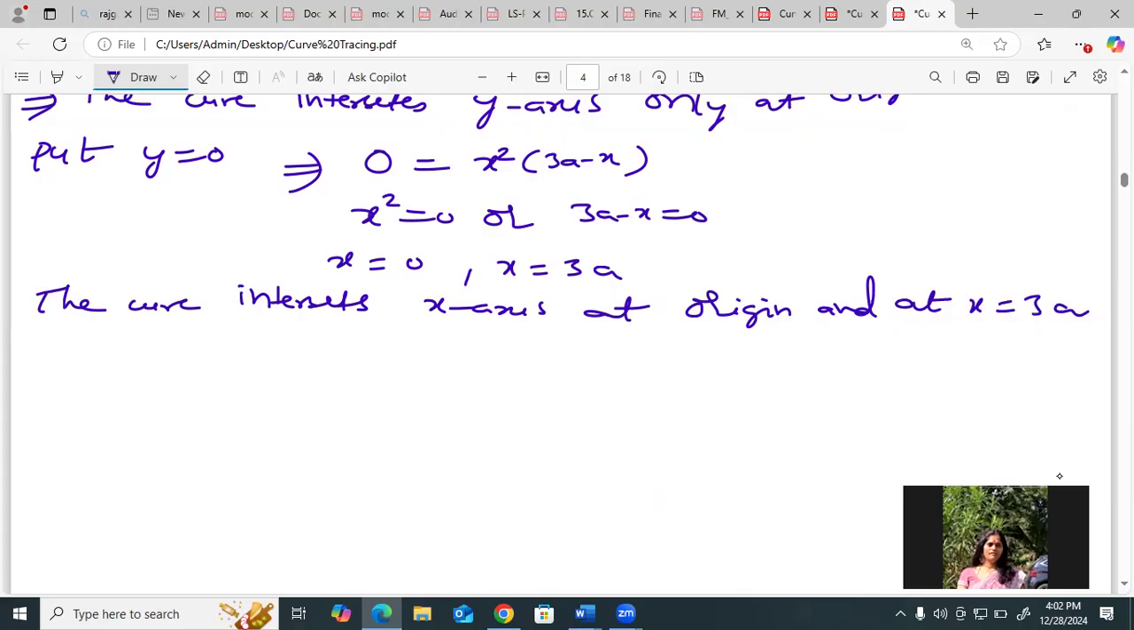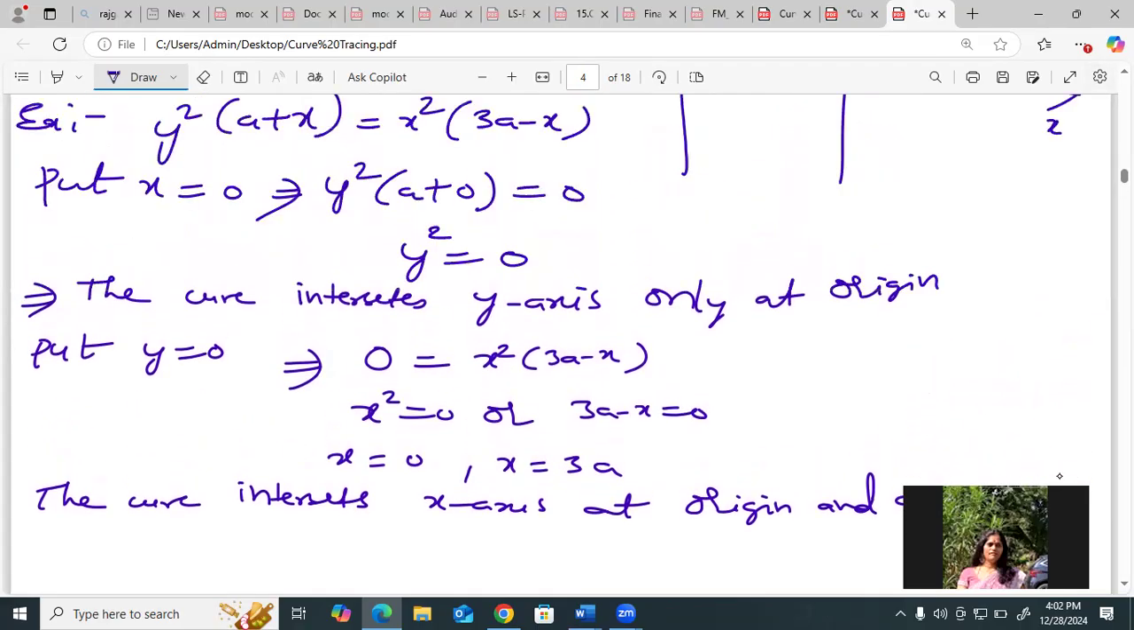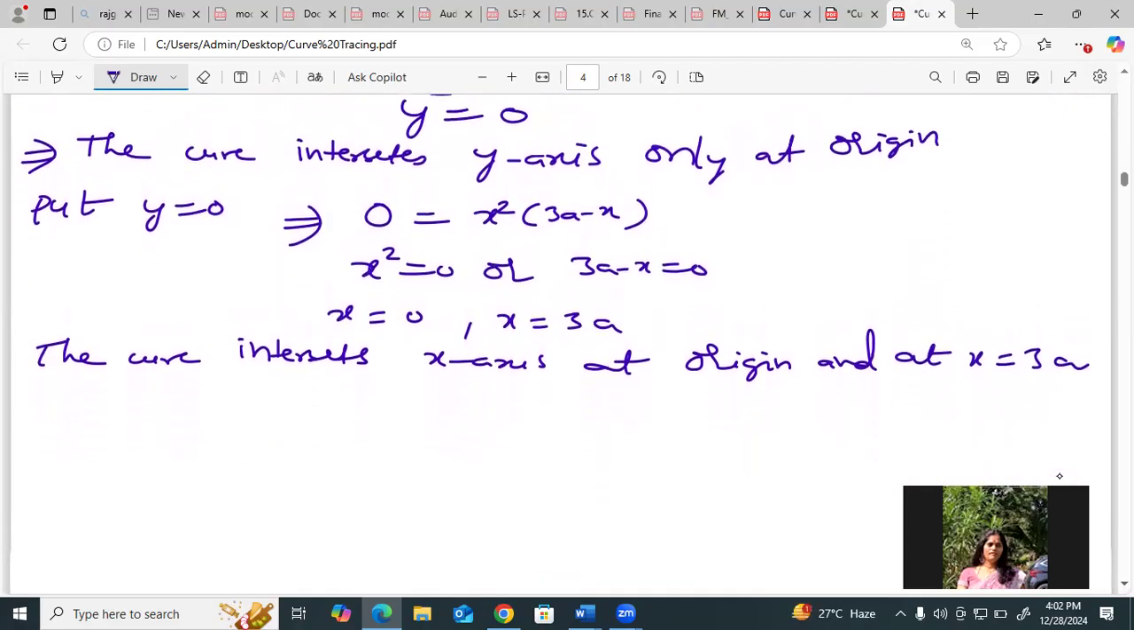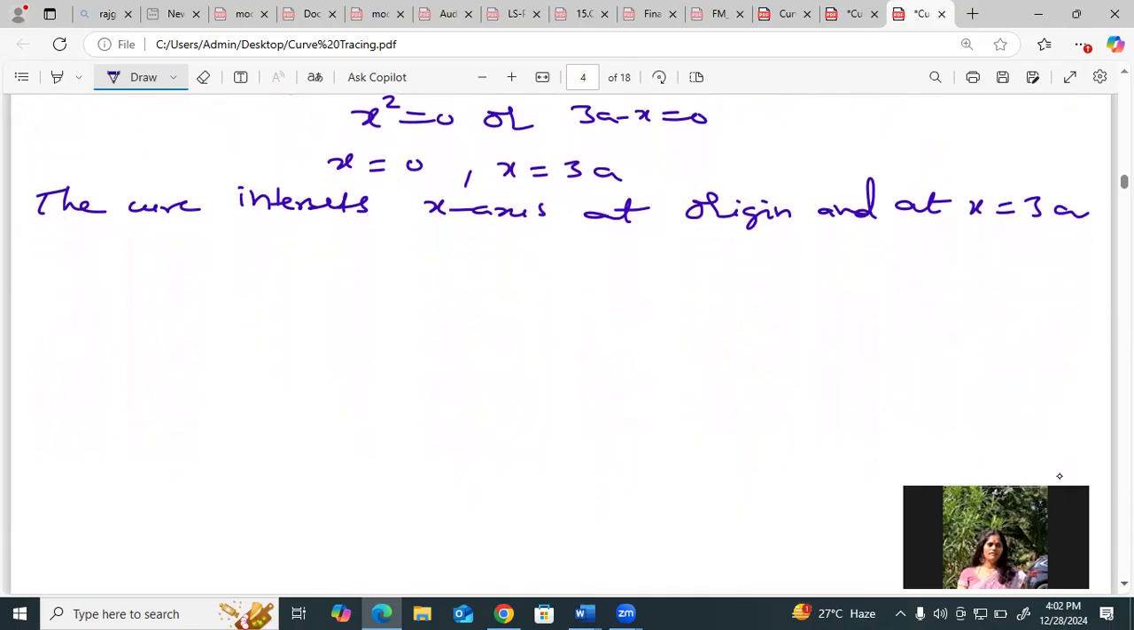Now, the first thing is I know that the curve has a node. Please rewind and check, guys. y square is equal to 0, so the tangents at the origin are real and distinct. So I'll have a node. And then it is intersecting at x is equal to 3a. Now I will also find the asymptotes for this curve and then I'll be done.